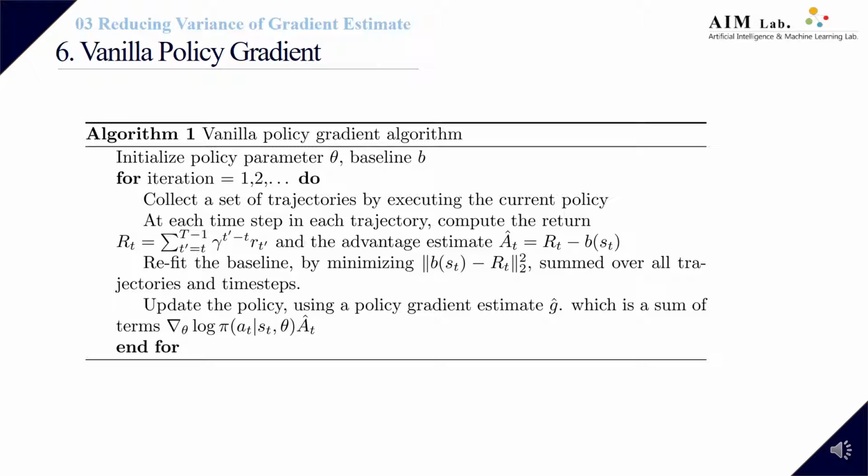Combining up to this, we present vanilla policy gradient. So, we first initialize the policy parameter and the baseline. During the iteration, we collect trajectory samples and at each time step, calculate the return and the return minus the baseline. This follows the first way of estimating the value function. We refit the baseline with the information and update the policy by the likelihood ratio gradient estimate.